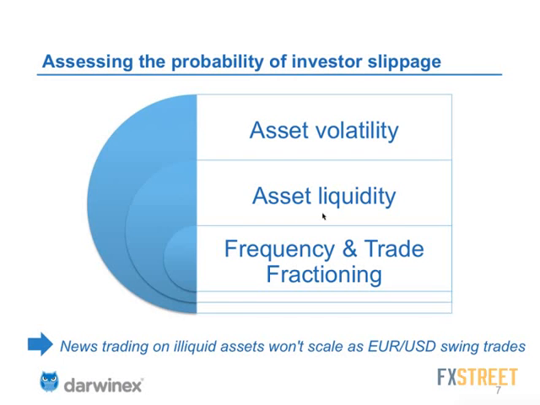So as I said, those are the 3 points. And this is what you can see. And now we're going to go. This is a chart that comes from Darwinex.